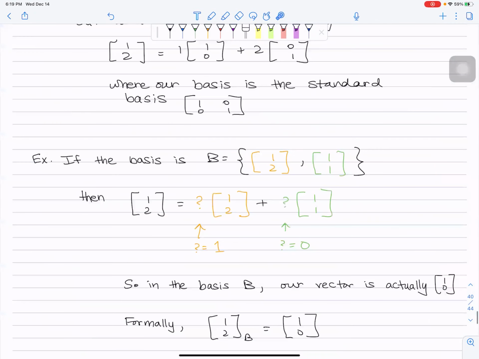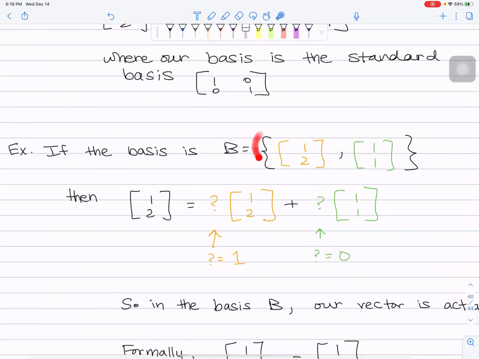So for example, say they gave you this basis, (1, 2) and (1, 1). I want to rewrite the vector (1, 2) in terms of this basis. Then how do I do it? Well, I write it as a linear combination of the basis vectors, meaning (1, 2) I want to write as something times the first basis vector plus something times the second basis vector. And whatever these two question marks are will give me (1, 2) in this new, different basis.